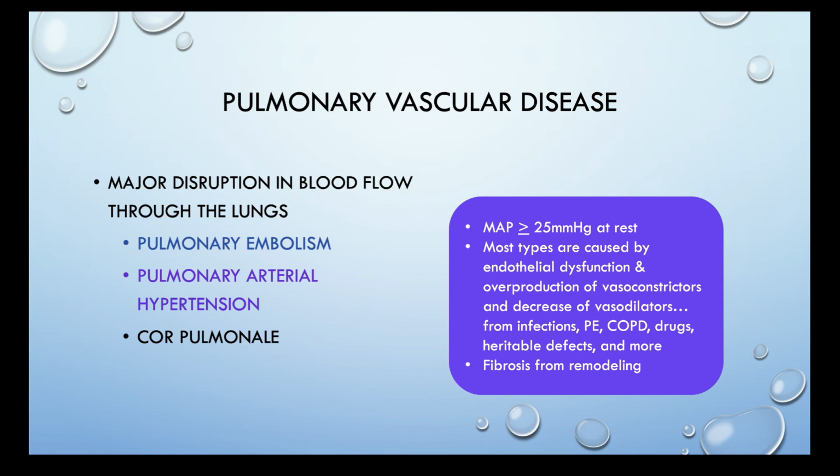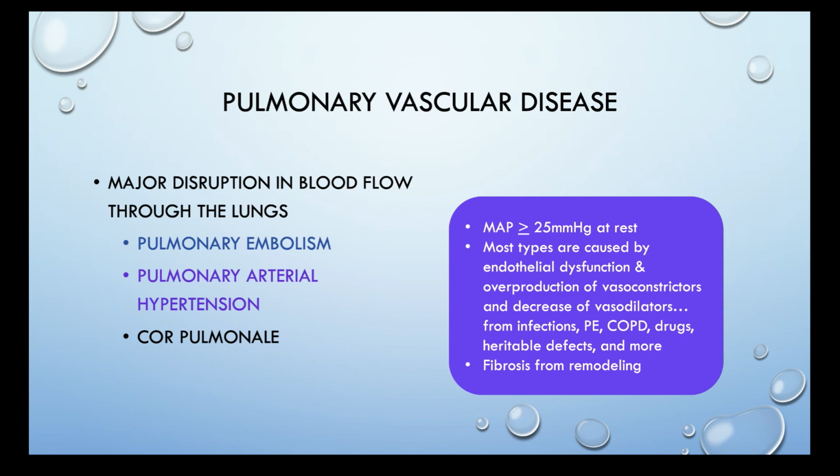Our pulmonary hypertension is defined as a mean arterial pressure greater than or equal to 25 at rest. Most of these are caused by endothelial dysfunction or an overproduction of vasoconstrictors and a decrease of vasodilators. This can be the result of infections, pulmonary embolism, COPD, drugs, heritable defects. There's a whole bunch of reasons people could have pulmonary arterial hypertension. They're all listed in your book. I wasn't going to put them all in here.